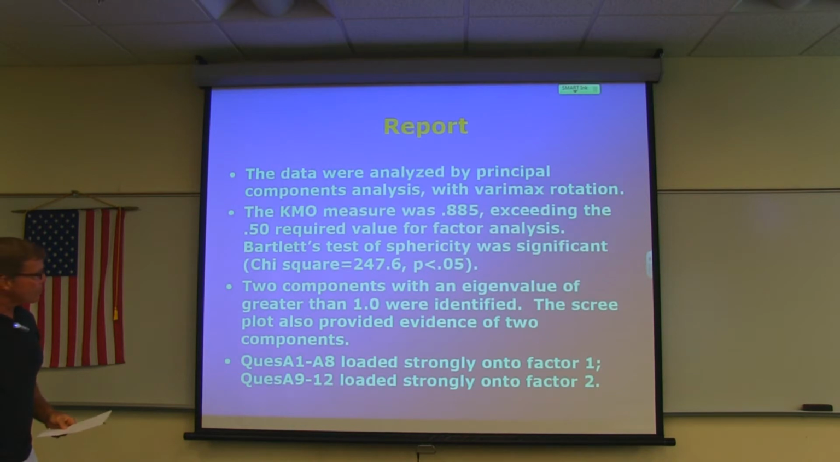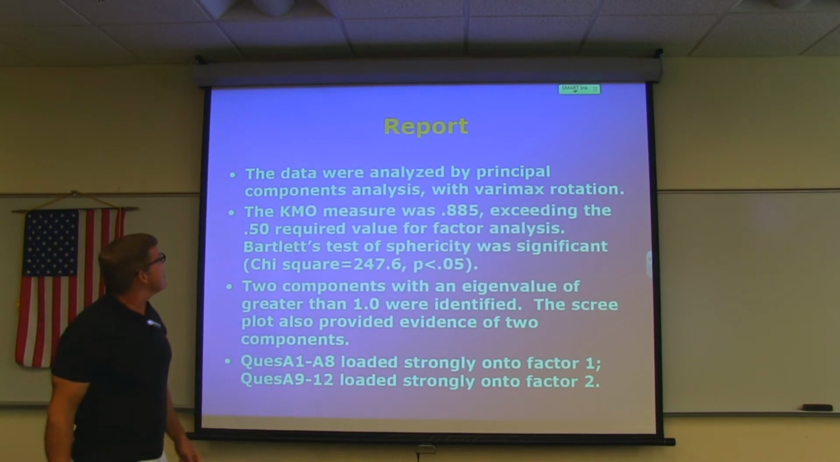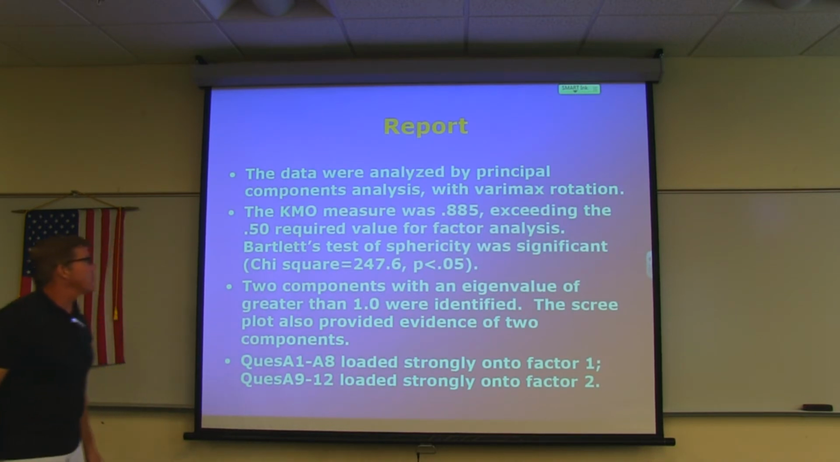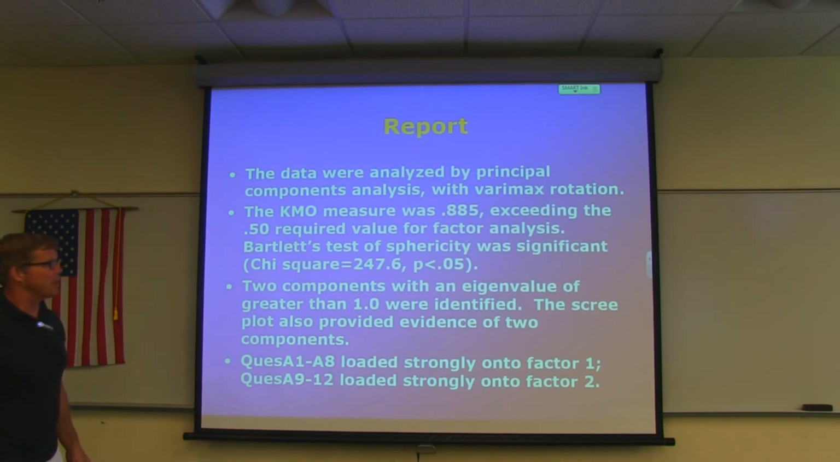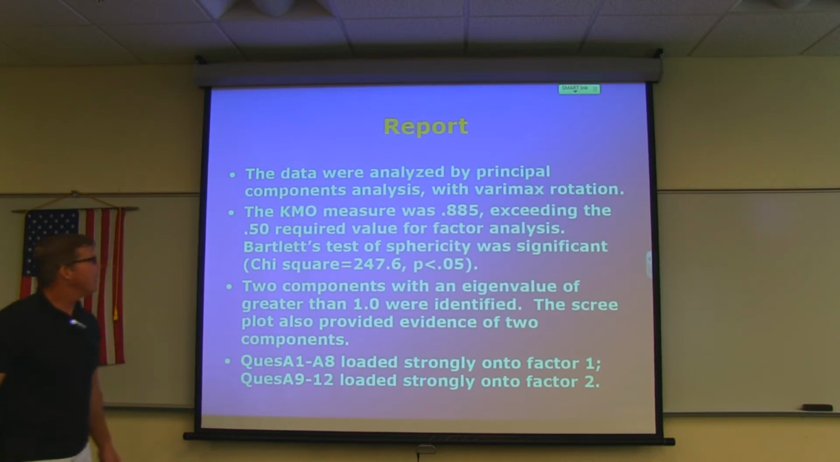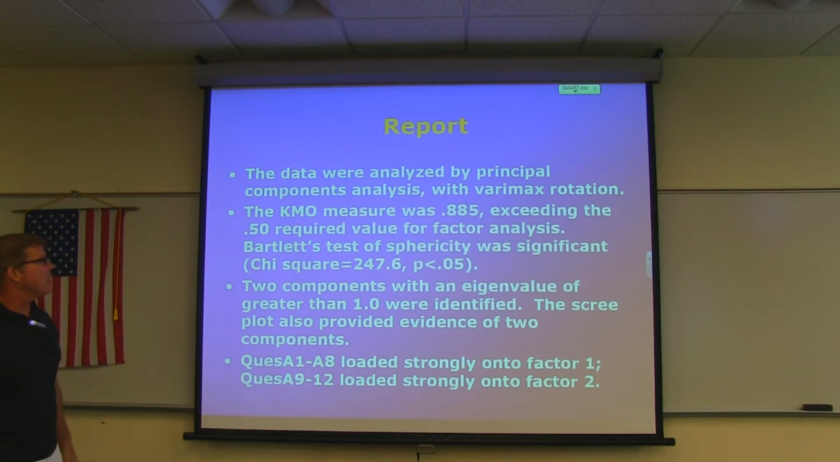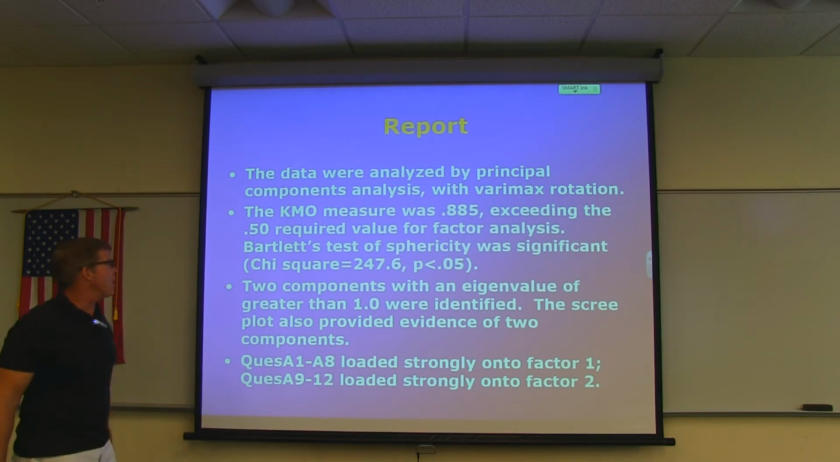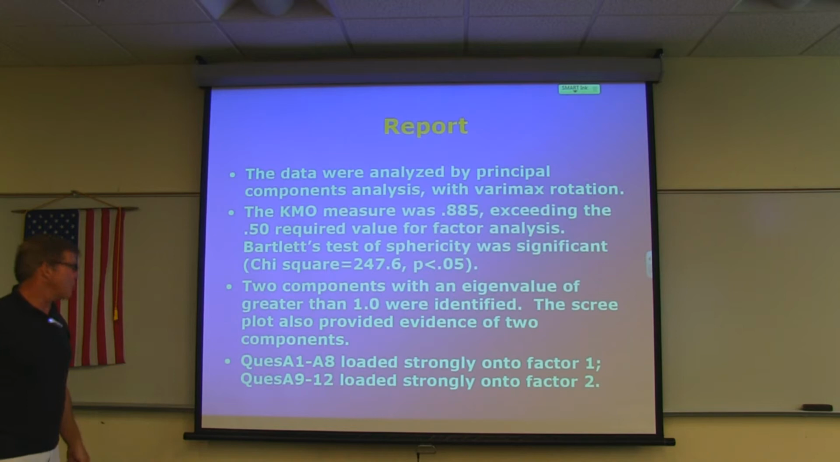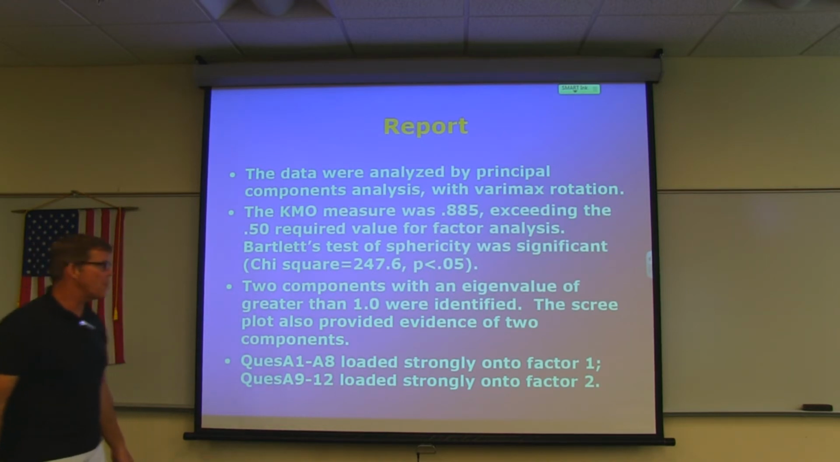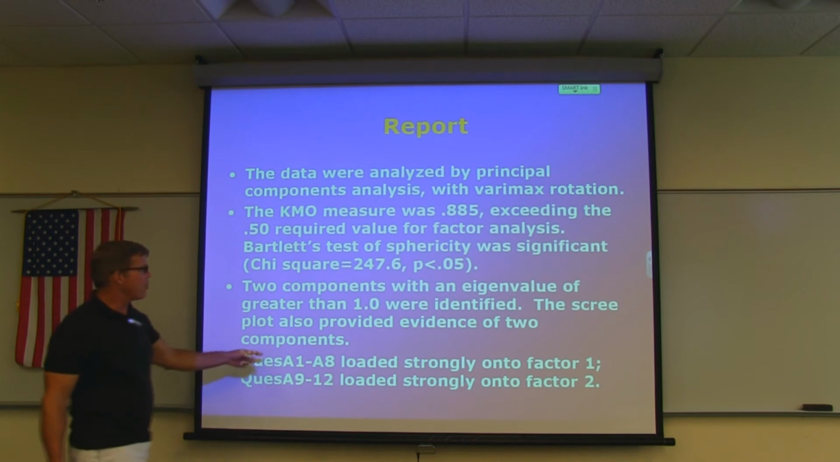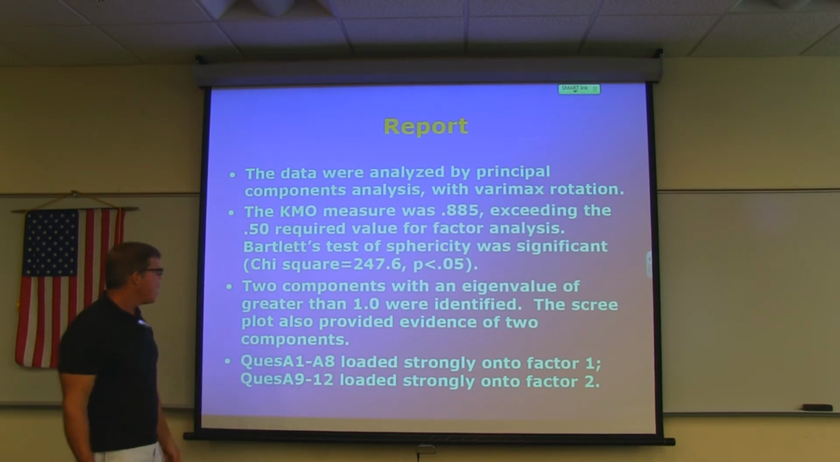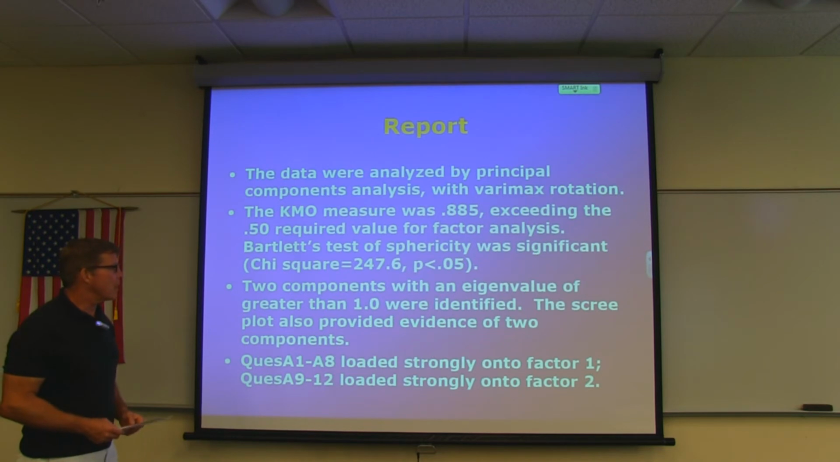The KMO measure for sampling adequacy was 0.885, exceeding the 0.5 required value for factor analysis. Bartlett's test of sphericity was significant. Remember, this measures for collinearity. We had a significant chi-square. We came out with a two-factor solution. Two components with an eigenvalue of greater than 1 were identified, and the scree plot also provided evidence of 2 components. Questions A1 through 8 loaded strongly onto factor 1, A9 through 12 loaded strongly onto factor 2. Okay.